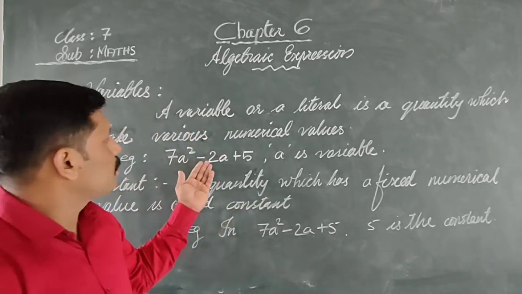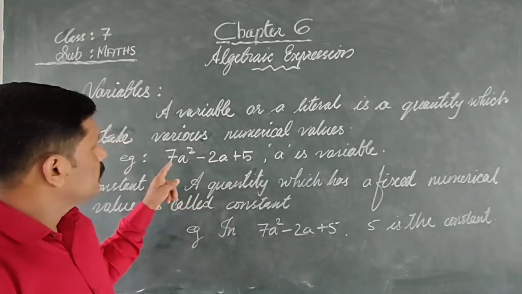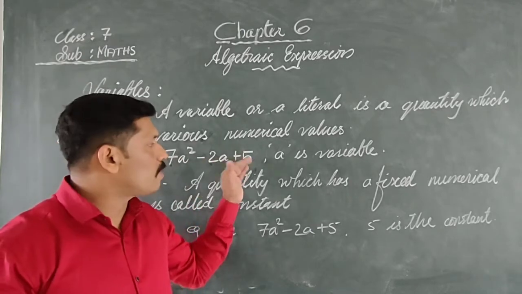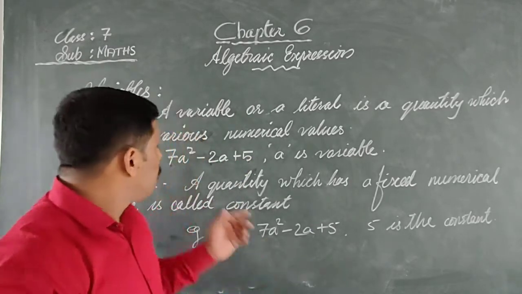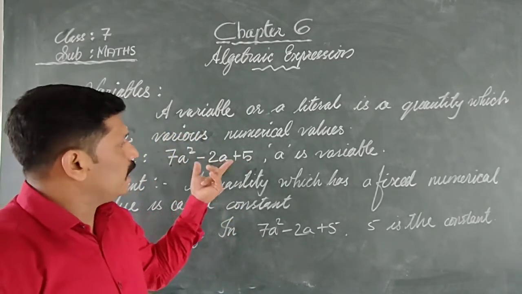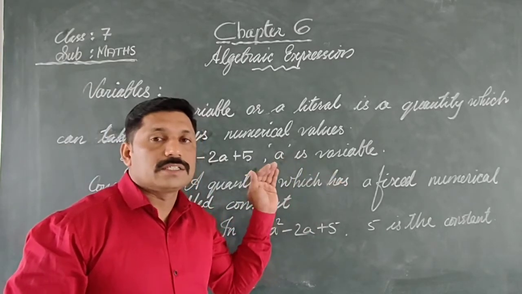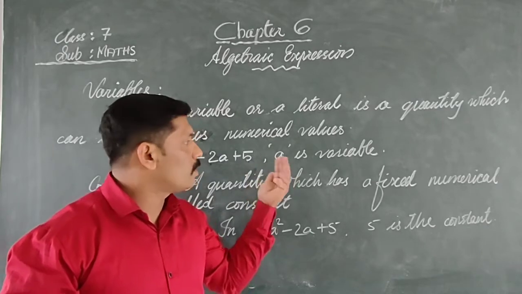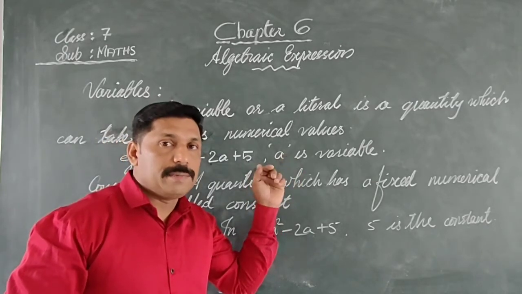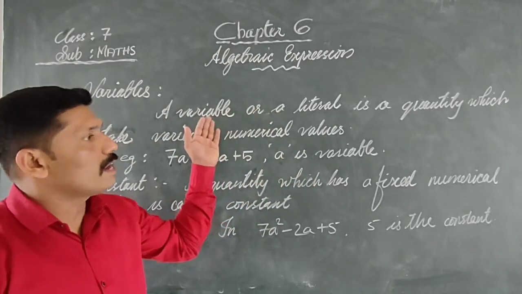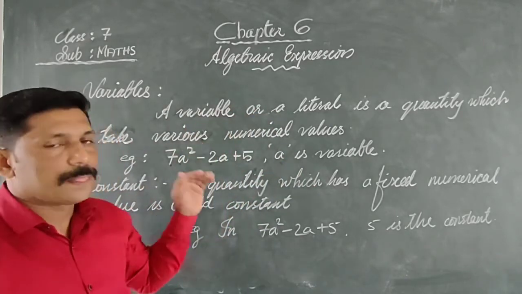Example, in 7a square minus 2a plus 5. Here 7 is already fixed, 2 also has a fixed value, 5 also has a fixed value. But in a square, the value of a is variable. That means it depends upon the different situations, it is not fixed. Such literal quantities or alphabets are called a variable.